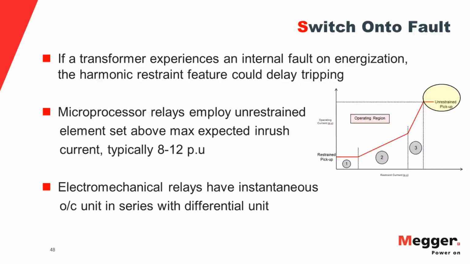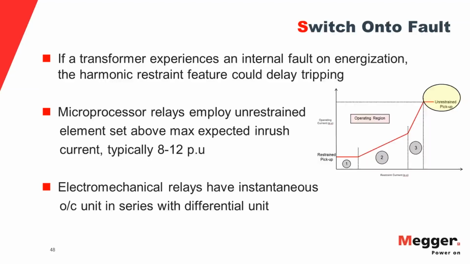If you remember, I discussed having a restraint during inrush conditions. So when these kinds of problems happen, switch on to fault, when you're switching on to the fault, your differential relay will restrain according to the method we discussed before. So how does a differential relay address that kind of problem where an internal fault happens during energization?